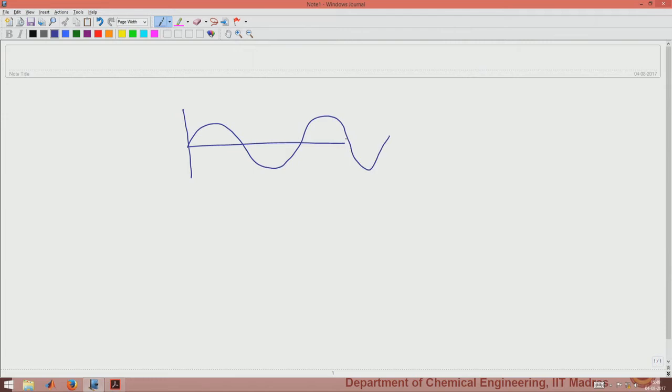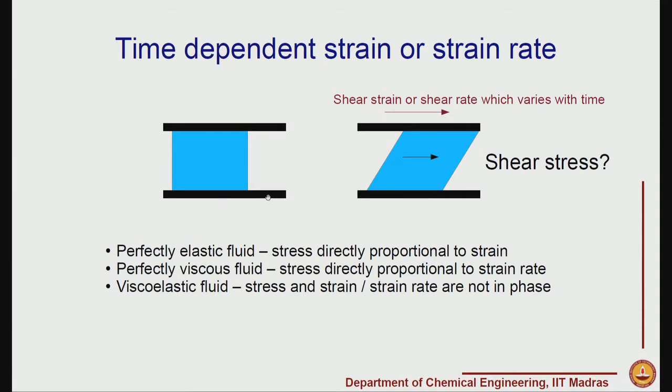In this case the strain goes through a maximum and minimum, and we would look at the response of the material. So this is basically strain as a function of time, and the idea is to look at what happens to the shear stress when this material is subjected to a sinusoidal strain or shear rate.